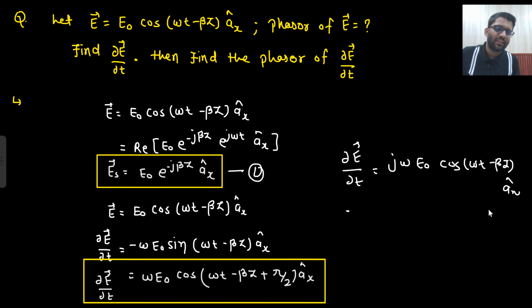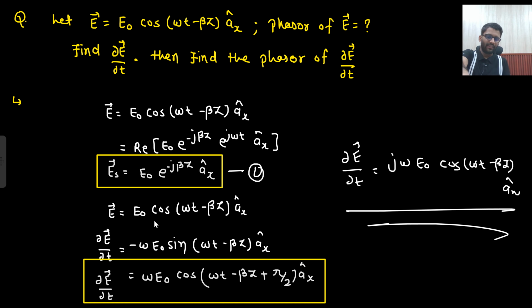That's, sir, this will be my answer. Is that correct? Del E by del t, is that what you are getting? No, you are getting del E by del t as omega E naught cos(omega t minus beta z plus pi by 2) a_x cap. This is what you are getting. Is it same? No. There is a huge difference.